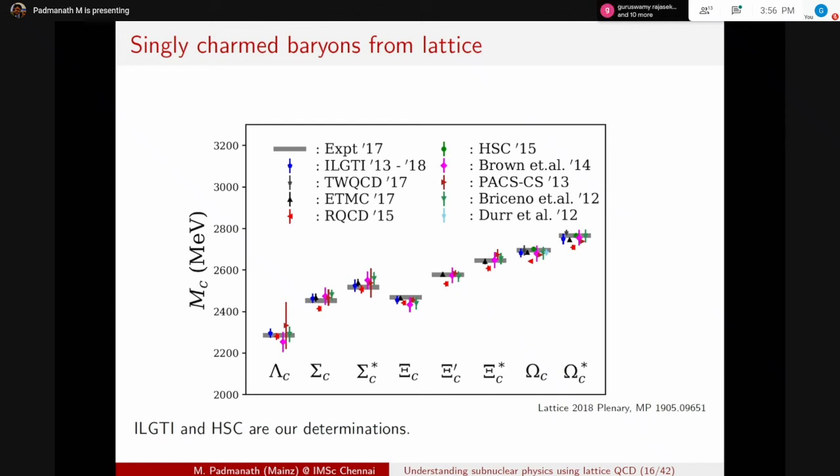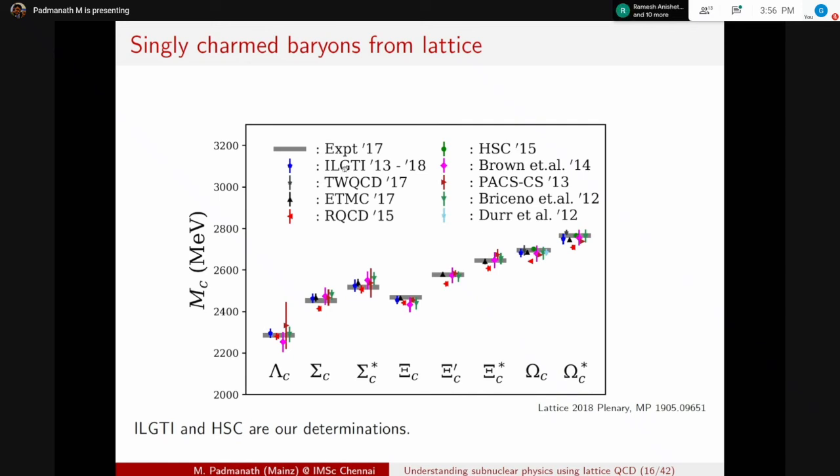Can't one try with another lattice spacing and see what is the effect? Yes, so this is what I said. People have done it. For example, our ILGTI calculation uses 3 different lattice spacings: 0.12 femtometer, 0.08 femtometer, and the third is 0.06 femtometer. And we do a chiral as well as continuum extrapolation. Wherever chiral is needed, we do a chiral extrapolation and a continuum extrapolation. And for the continuum extrapolation, we have seen that there is an a squared dependence.